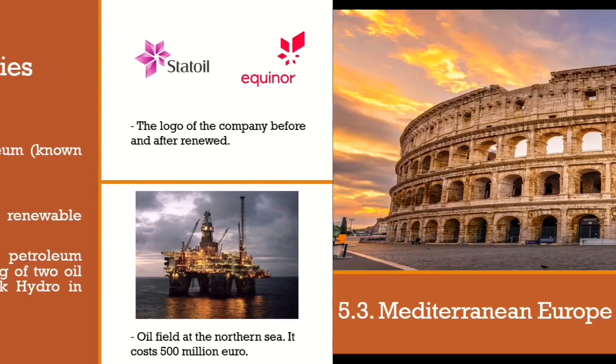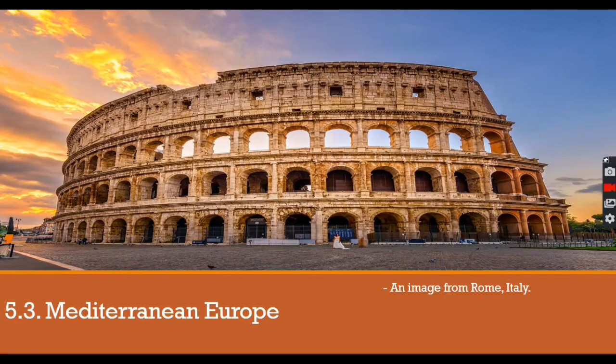2007. Sorry. Explaining about the Mediterranean Europe. So what are the countries in Mediterranean Europe, where is it located, and what are the economic activities in Mediterranean Europe. So this is the image from Rome, Italy, which is the place that I really wanted to go.